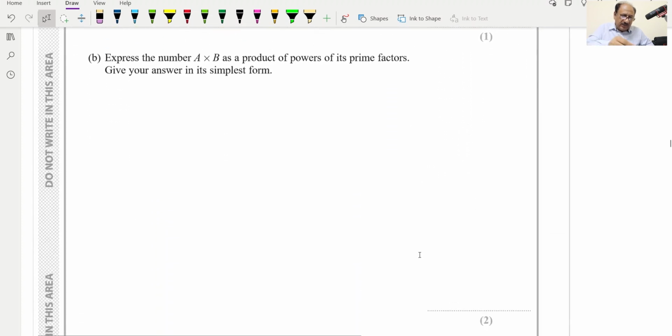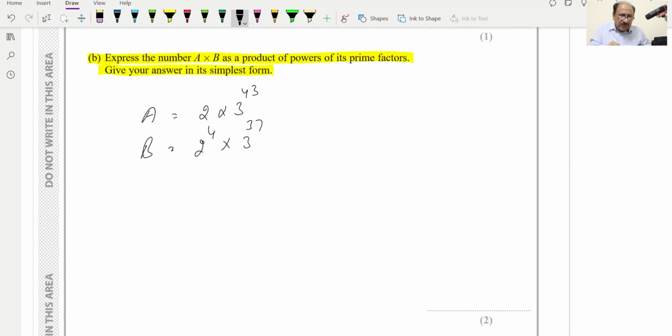Now they are saying express A into B as a product of powers of its prime factors. Give your answer in its simplest form. So A, we know A is equal to 2 into 3 raised to 43, and B is equal to 2 raised to 4 into 3 raised to 37, and we can write A into B is equal to 2 into 2 raised to 4 into 3 raised to 43 into 3 raised to 37, and we can write it as 2 raised to 5.